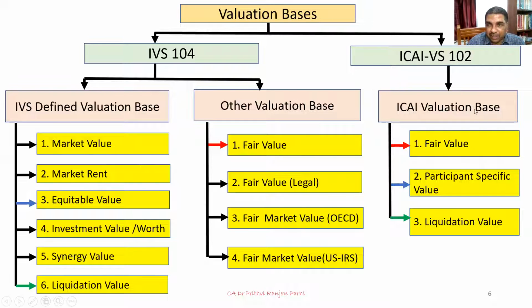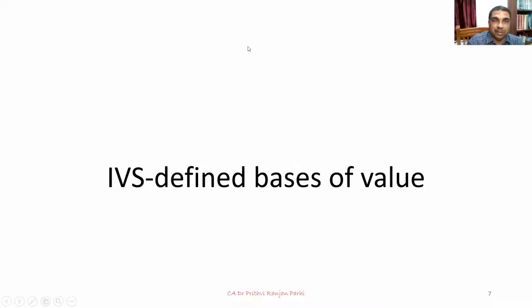Right? If you come to ICAI valuation bases, you can find again fair value, participant specific value, and liquidation value. You can understand that fair value is there both in International Valuation Standard as well as ICAI Valuation Standard. Participant specific value, which is there in ICAI Valuation Standard, is something similar to equitable value. Equitable value as per International Valuation Standard is more or less the same as participant specific value. And liquidation value is there in International Valuation Standard, and it's also there in ICAI Valuation Standard. Got it? Okay. Now, one by one, we are going to discuss these values so that in appropriate time, you can decide which valuation base to be used to arrive at a value.